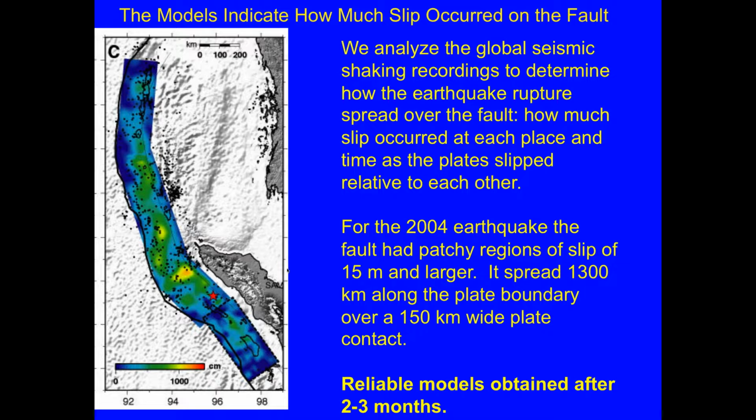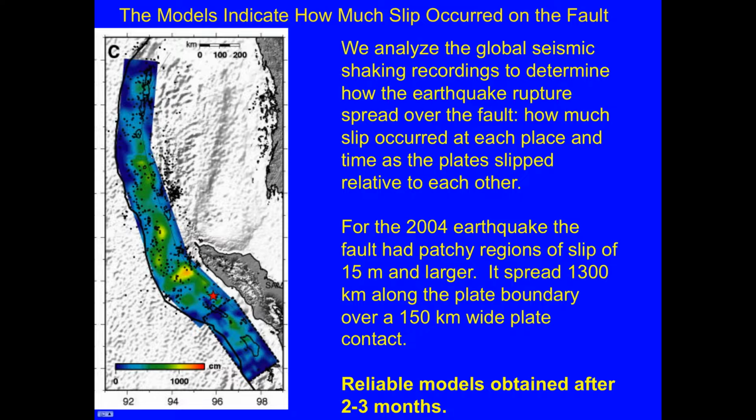And it took a couple of months for the community to improve collectively the algorithms. And when I was chair of the board for IRIS, we worked on putting this together to get community consensus models developed by March or so of 2005. So within 3 months, we were able to produce a model like this. This is a slip distribution. So the color contours tell you how much slip. In almost all cases, the slip is pretty much perpendicular to the trench along here.